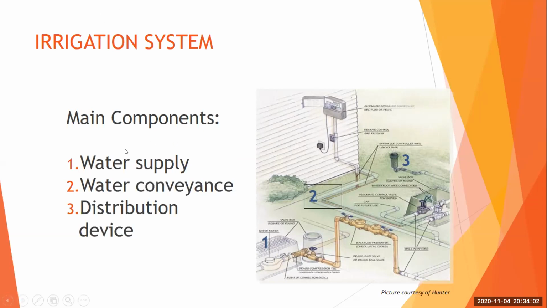So in general, you have three basic components of the irrigation system. You have the water supply, okay? This could be a lake, a well, etc. The water conveyance is the piping. You're going to have 2 inches, 2.5 inches, 3/4, etc. And the distribution devices are rotors, sprinklers, bubblers, etc. Okay.